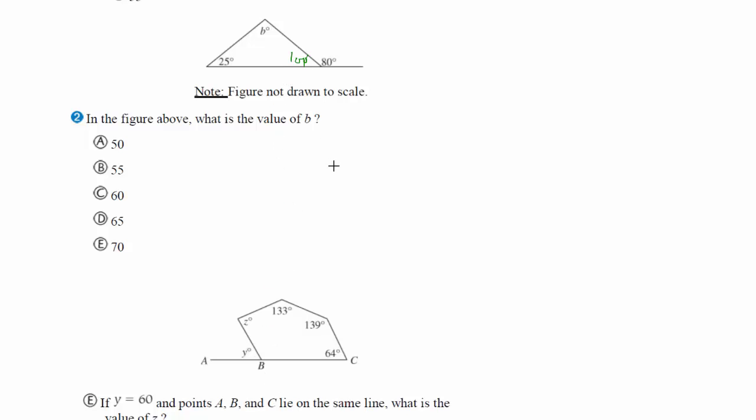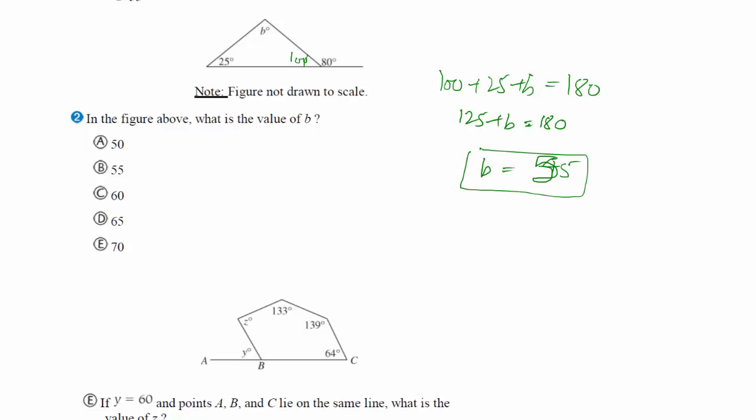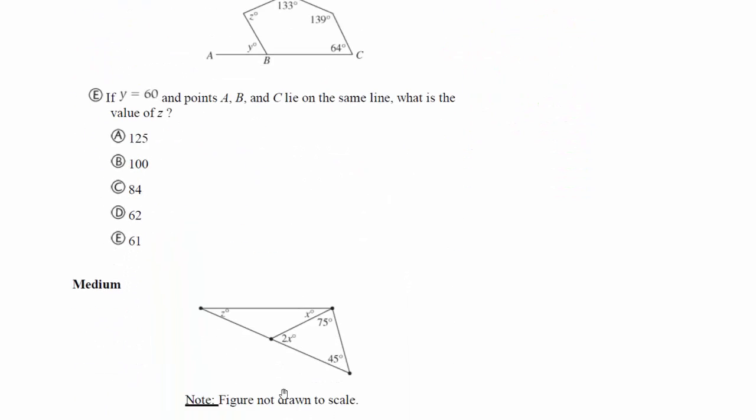So this is 100. Now the sum of the angles of the triangle is 180. So 100 plus 25 plus b equals 180, or 125 plus b equals 180, or b equals 180 minus 125, which is 55 degrees. So the correct answer will be option B. Now let us move to the third question.